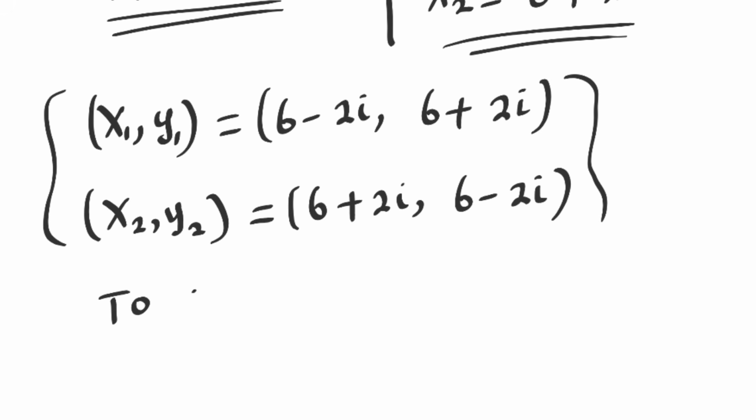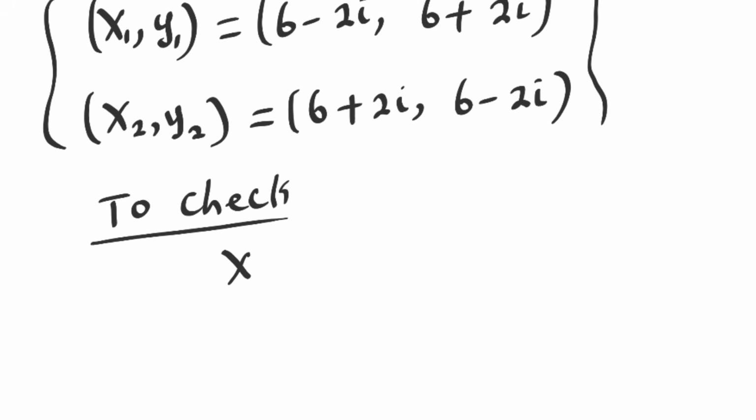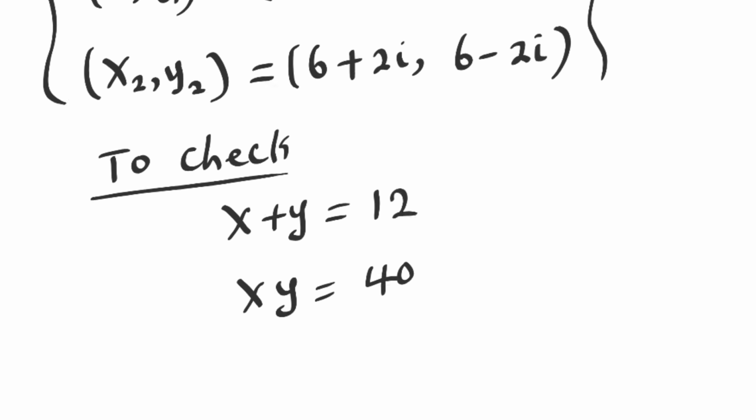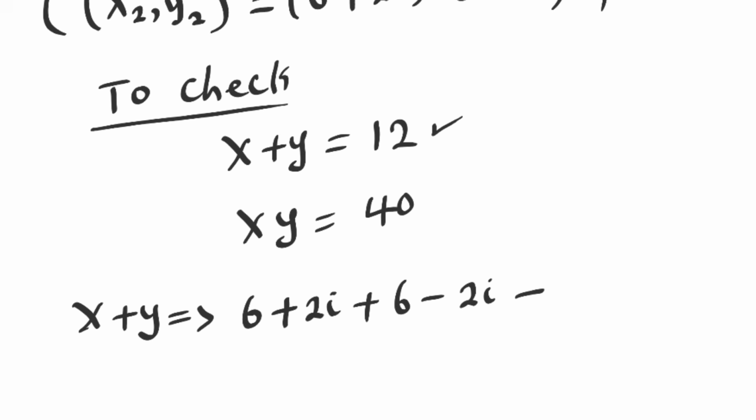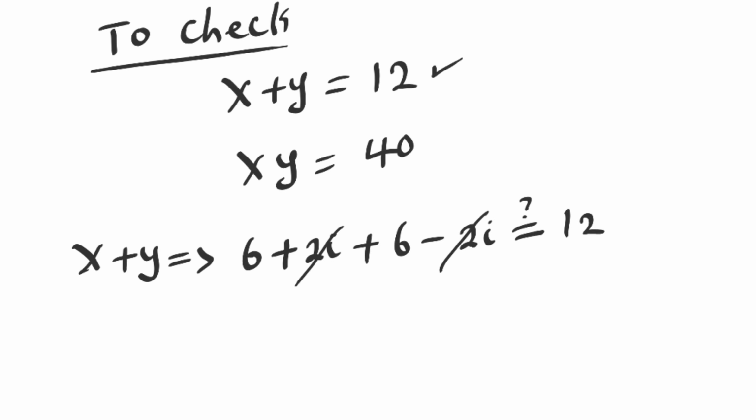To check, we have the given equations x plus y is equal to 12, xy is equal to 40. Let us consider this. x plus y, this is 6 plus 2i plus 6 minus 2i, must be equal to 12. This cancels this. 6 plus 6, this is 12, is equal to 12, which is true.